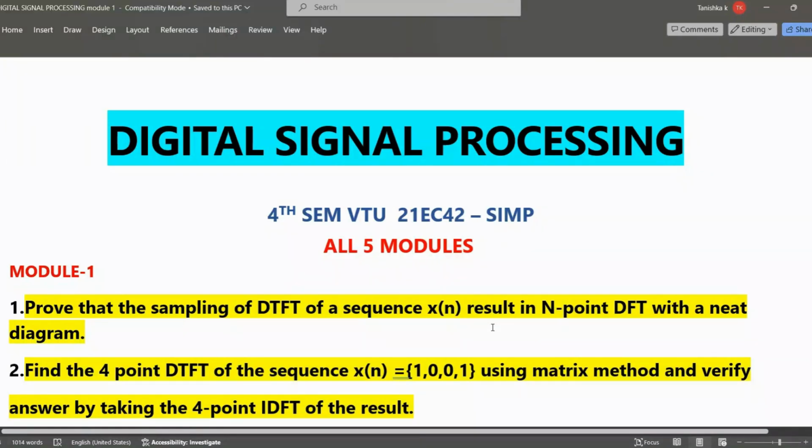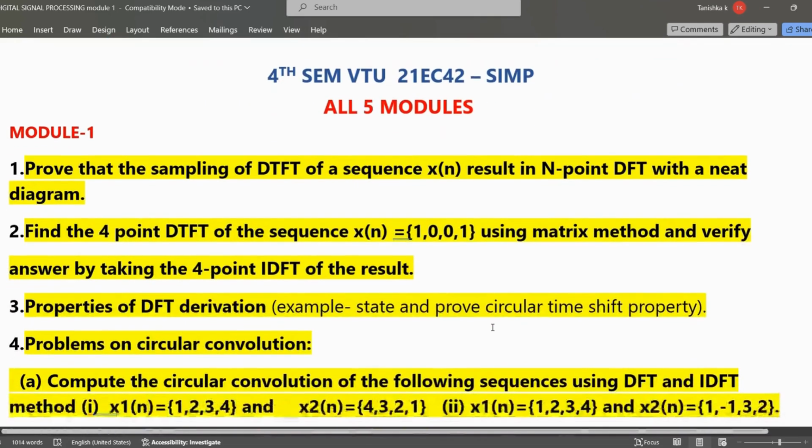So this is part 2 of important questions of digital signal processing. All 5 modules are covered in this video. In part 1 of the important questions, only module 1 was covered. So in this video, all 5 modules are covered. So let us go to module 1 important questions.